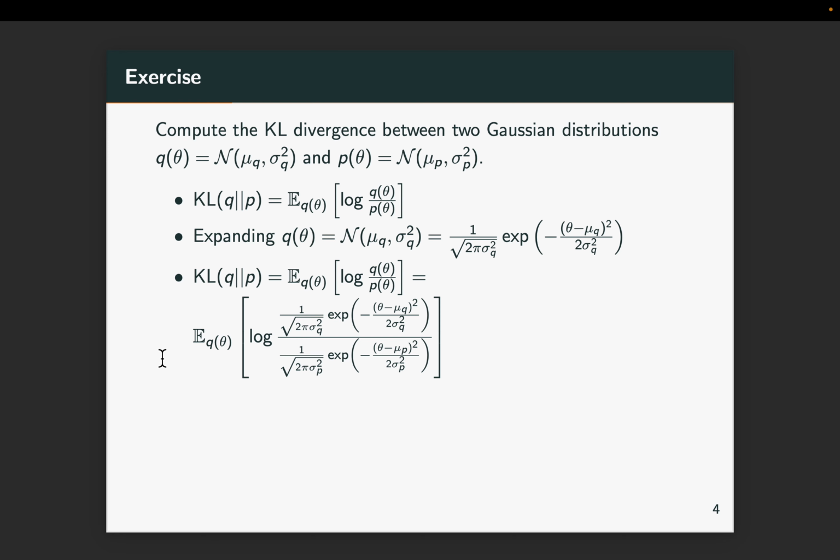That's the answer. Okay. Log sigma p over sigma q plus sigma q square plus (mu q minus mu p) whole square over sigma p square minus half. Okay, so the answer more or less sounds correct, but some terms can be simplified. (a minus b) the whole square. Try and write.